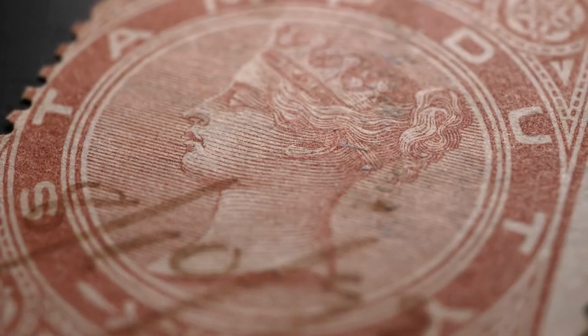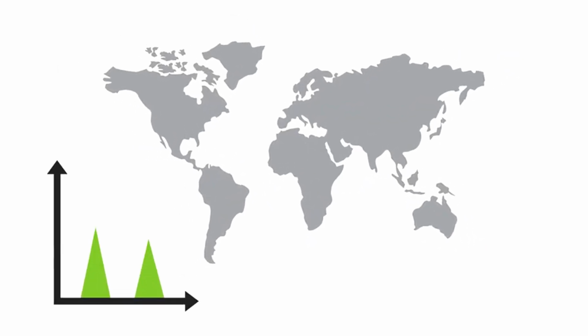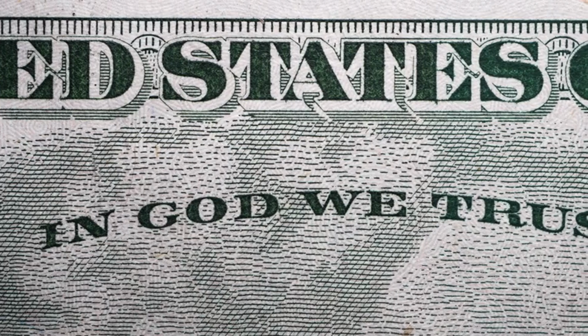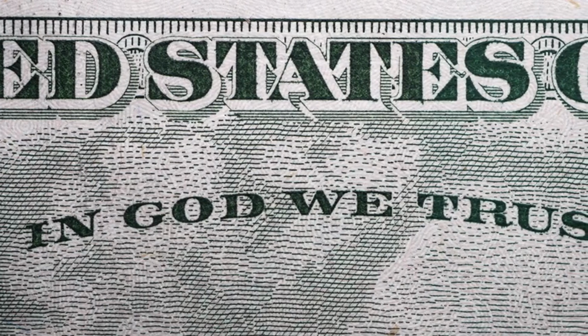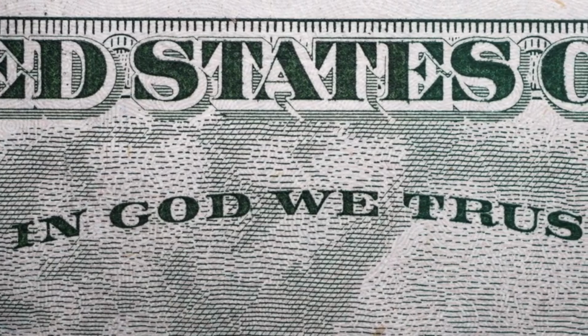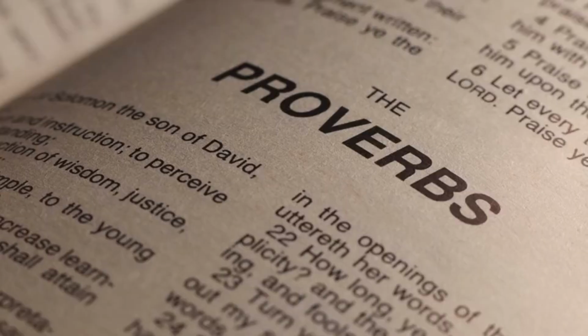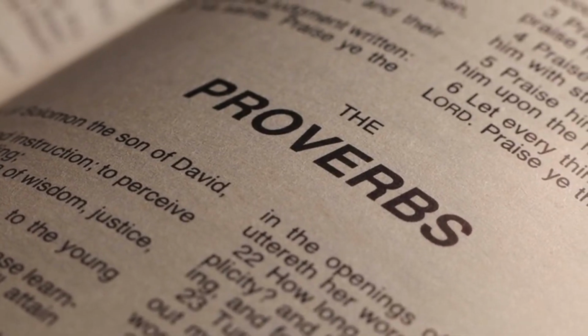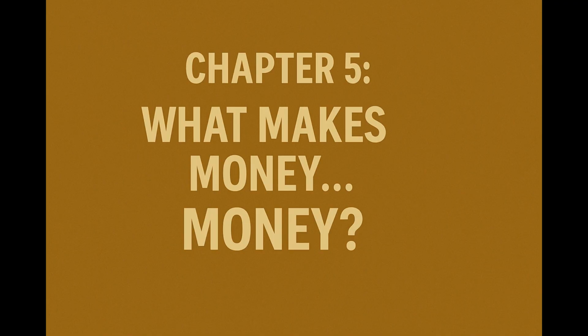As empires expanded, so did paper currency. It spread across colonies and continents, simplifying trade. Eventually, governments began issuing fiat money, paper not backed by gold or silver, but by trust in the state. A promise became more powerful than the metal it represented. Chapter 5: What makes money?